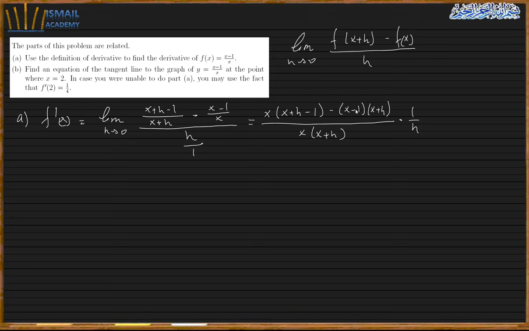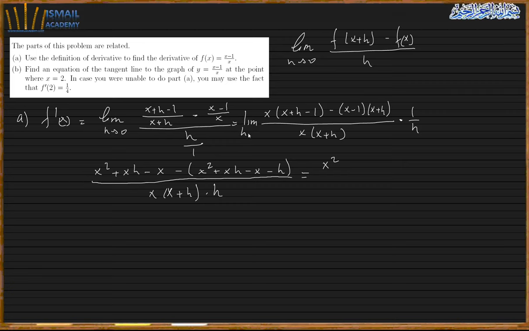Now here I just distribute, or FOIL. So here I will end up having x squared plus xh minus x, minus x squared plus xh minus x minus h, the whole thing over x times x plus h times h. I forgot to add the limit here, so I do the limit when h goes to 0, same thing here. So here I will have x squared plus xh minus x, distribute the minus.